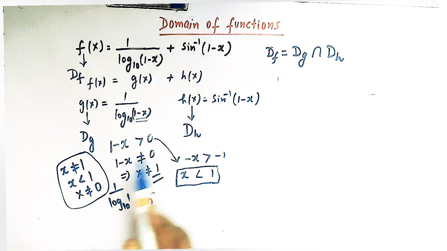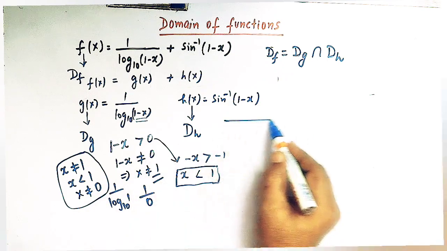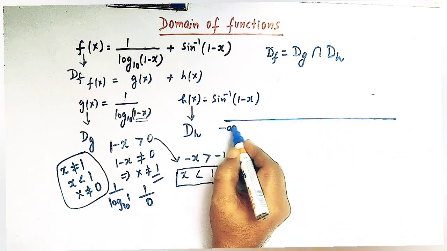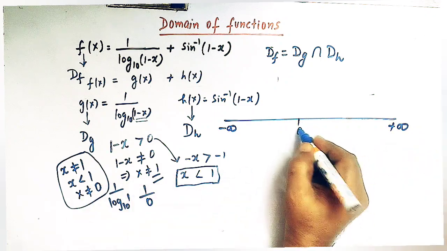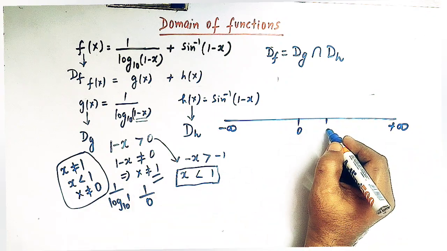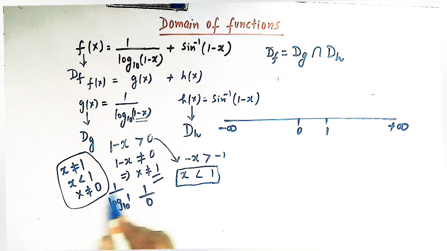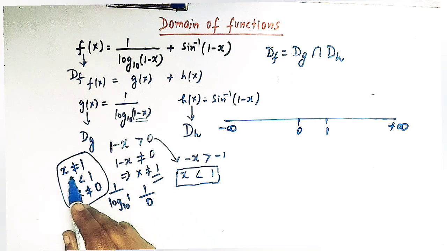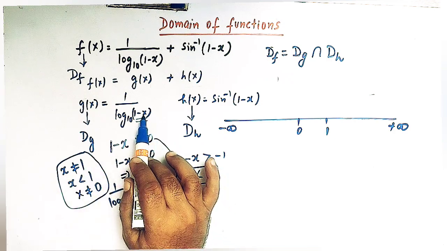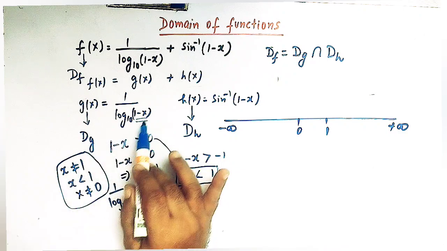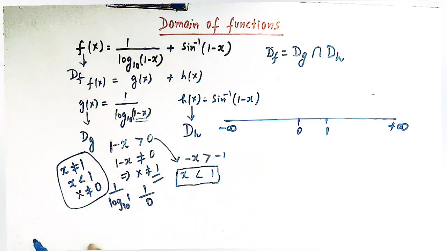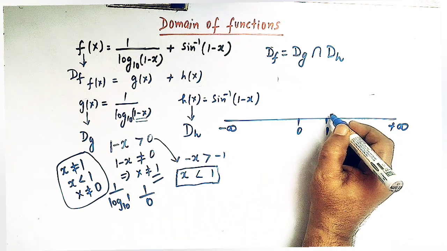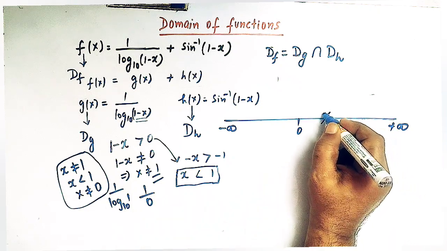So now let us represent these three conditions on the real number line. So here we have the real number line, and we have here a 0, and here we have 1. Right, now we have just seen that x should not be equal to 1, right? Because when x is equal to 1, we have 1 minus 1, 0, and log of 0 is not defined. So here we will not consider this 1.